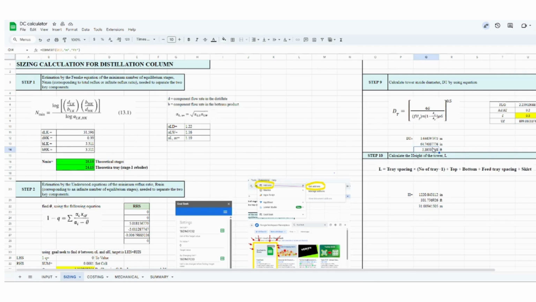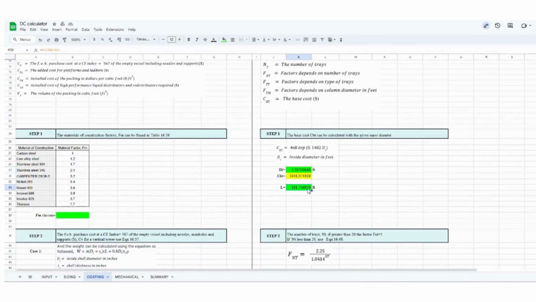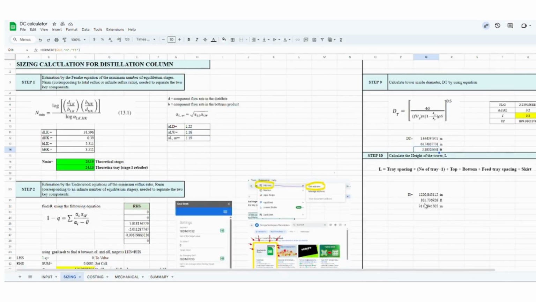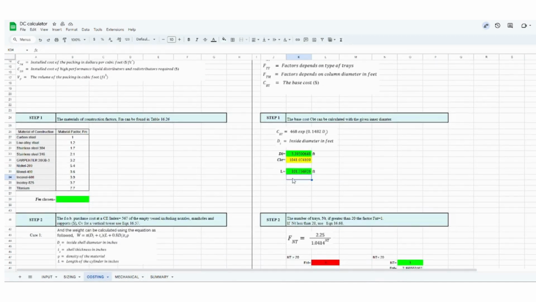in feet, and the length of the DC is equal to the height of the DC. So we also get it from the sizing part, which is here in feet. And this length is used for the further calculation, and I just insert it here for easy calculation.